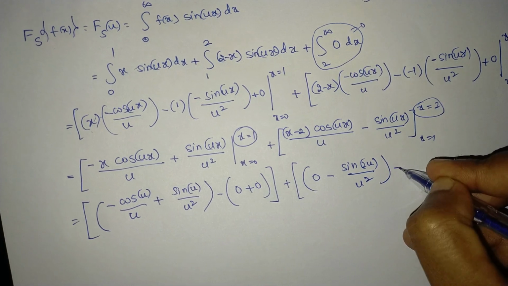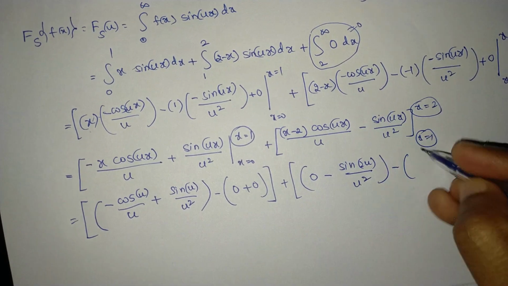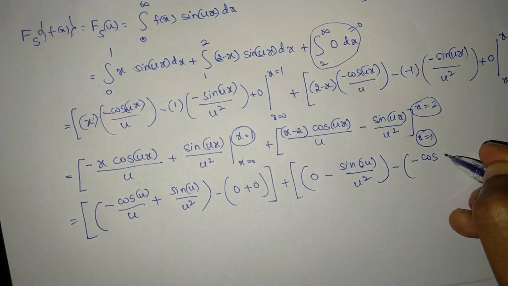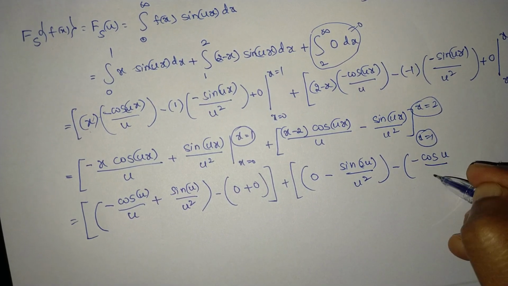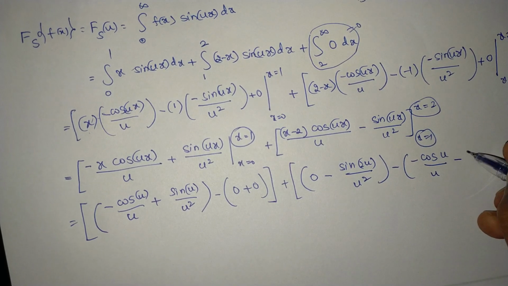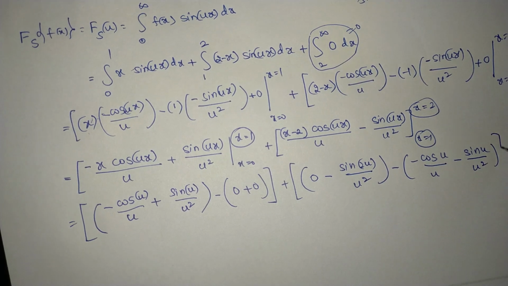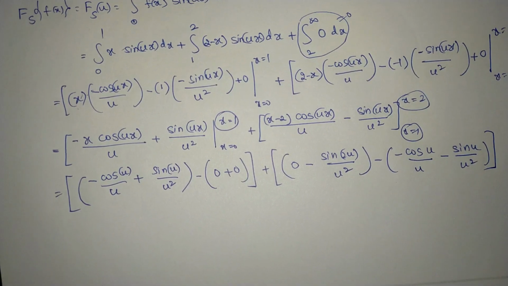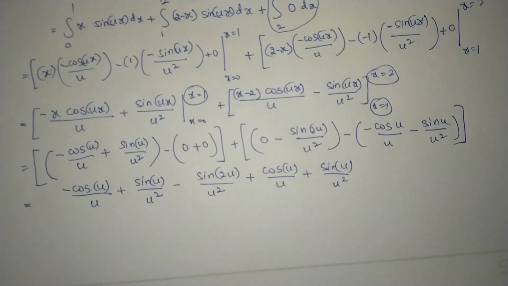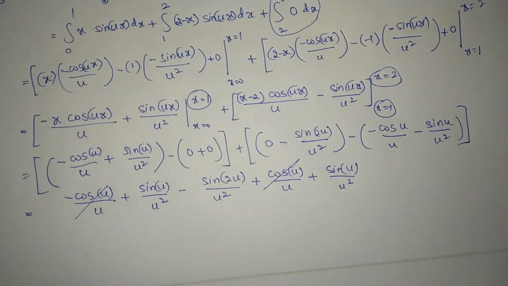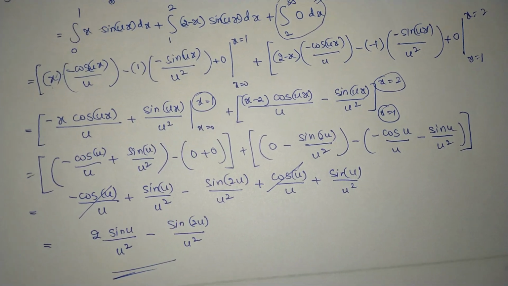This is the upper limit minus lower limit x equal to 1. So it is 1 minus 2, which is minus 1. It is cos u into 1, that is u divided by u minus, so sine u divided by u square. So on simplification, so we can cancel this minus cos u by u plus cos u by u. So let us write the remaining thing. So this is the solution.